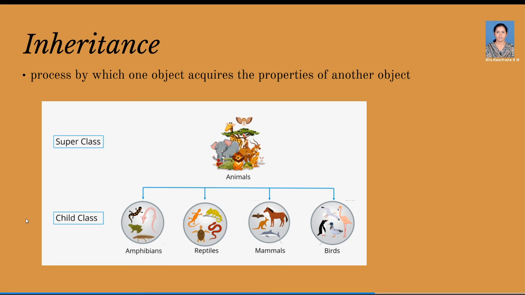We have several types of inheritance. For example, the first one is single inheritance, next one is multi-level inheritance, then hierarchical inheritance, and the next is hybrid inheritance. Here we do not have the concept of multiple inheritance. So instead of multiple inheritance, we go for the concept of interface. We will discuss it later.